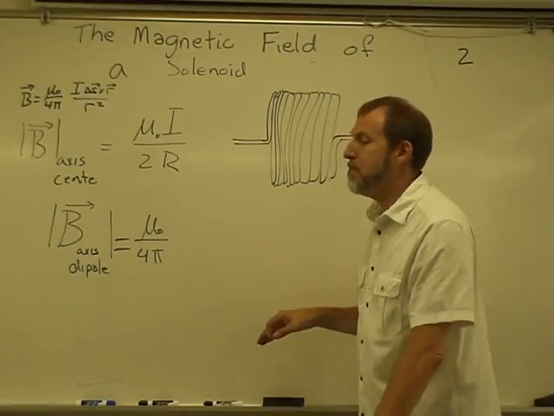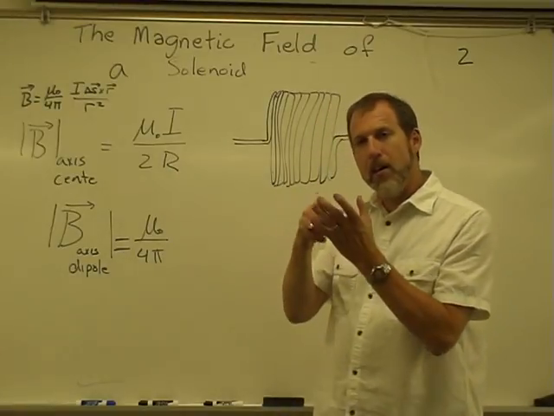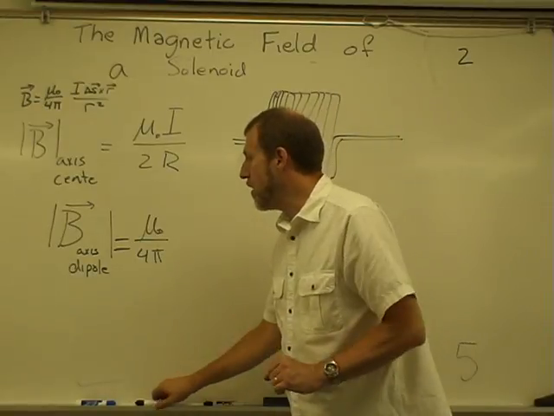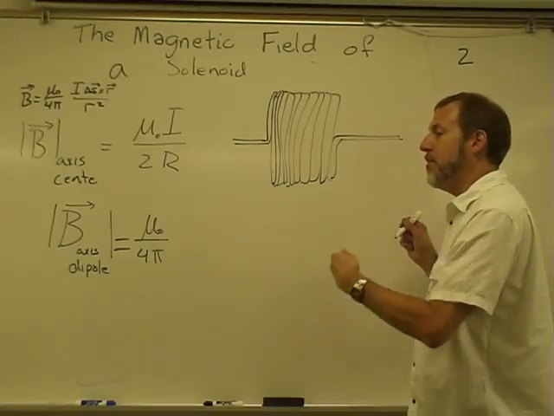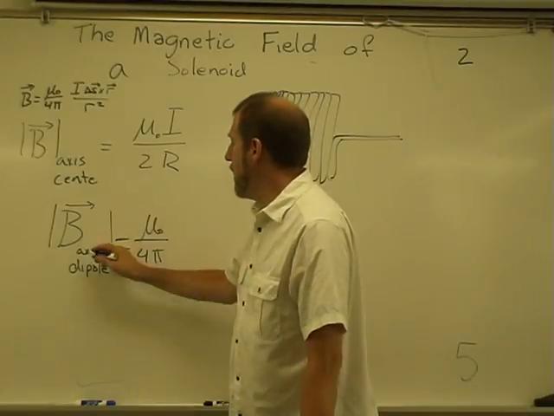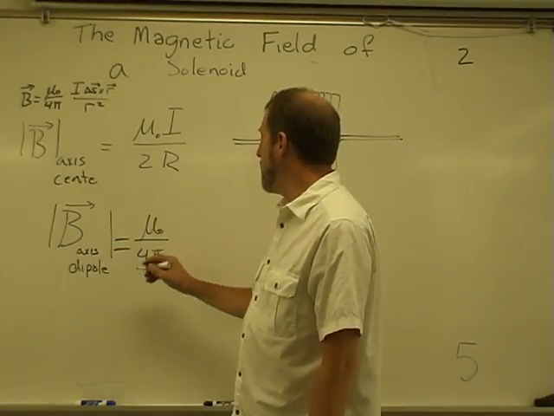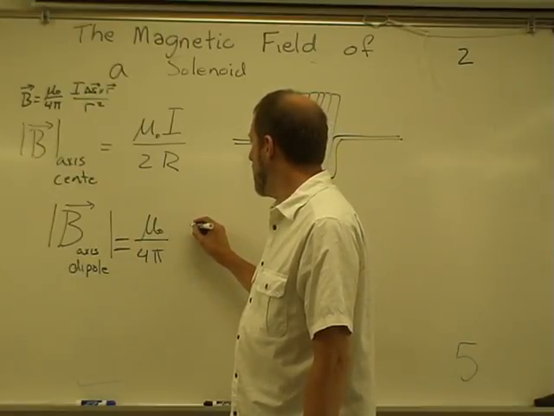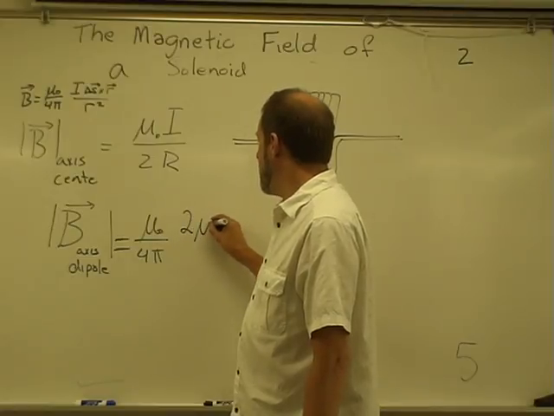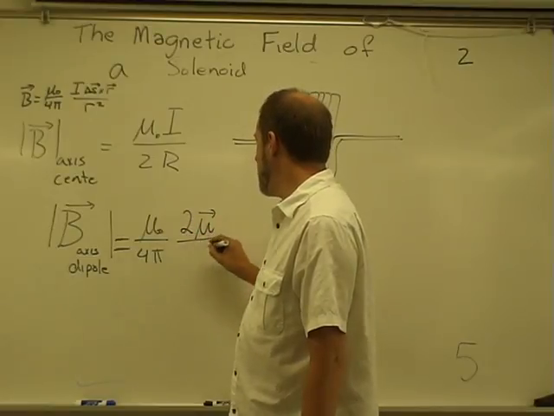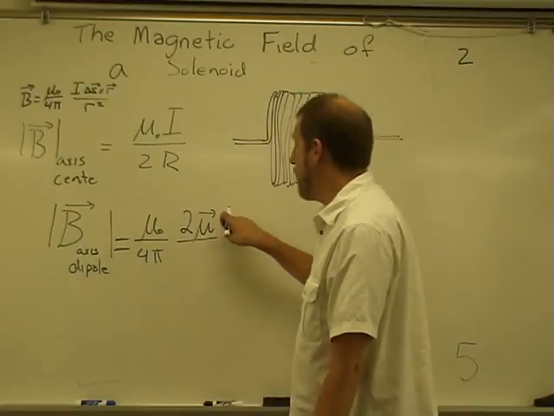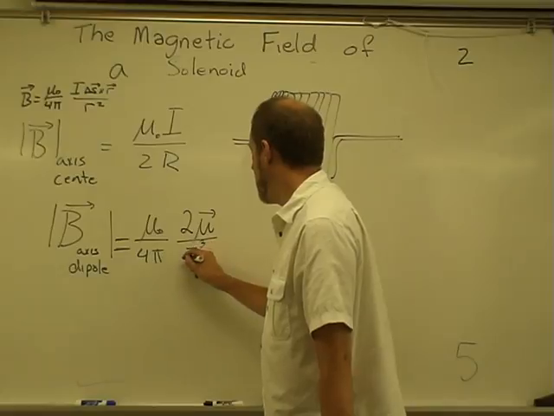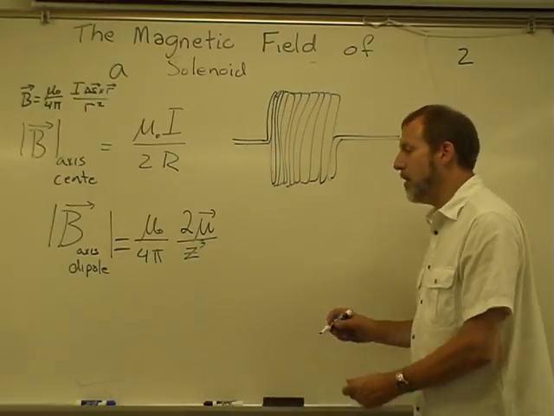If you look at a magnetic dipole, which is a loop of current, and you're looking at that some distance from the current, then the magnetic field on the axis is equal to mu naught over 4 pi times 2 times the vector mu, the magnetic moment, which is the current times the cross-sectional area, divided by z cubed.